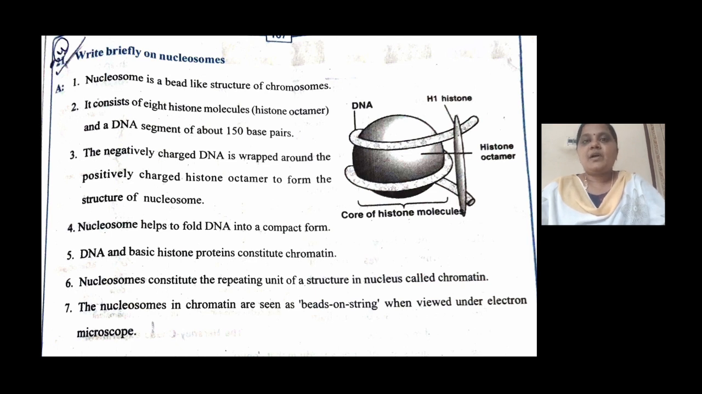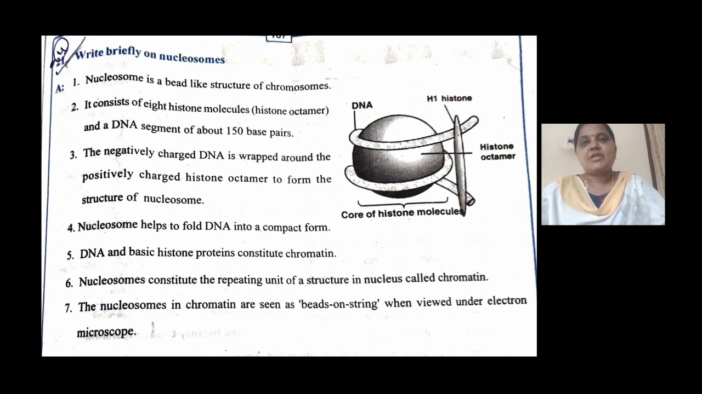Write briefly on nucleosomes. See the structure. A nucleosome is a bead-like structure of chromosome and it consists of 8 histone molecules, the histone octamer, and a DNA segment of about 150 base pairs.